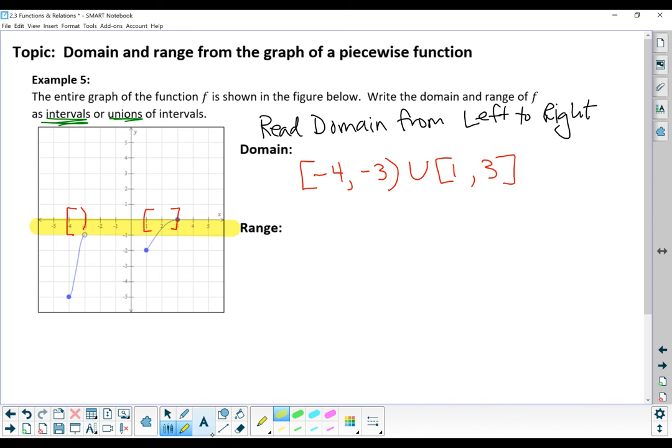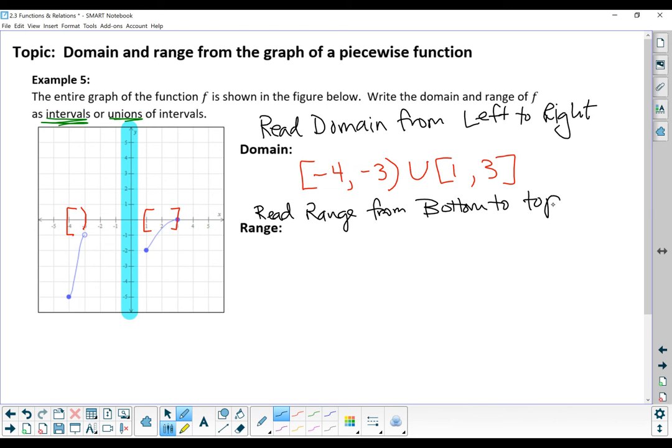Okay, now we're going to switch to the range. It's pretty easy to make an error on this range. Those two pieces of the function are almost misleading, or they make it easy to make an error. So our range, we're going to use y values. When we're thinking about range, we read range from the bottom to the top. Always from negative values to positive values, or from lower values to higher values.